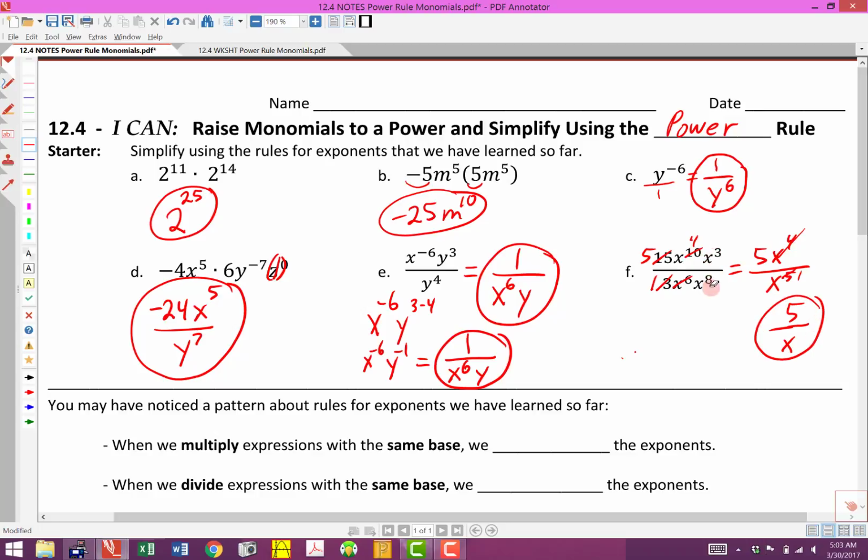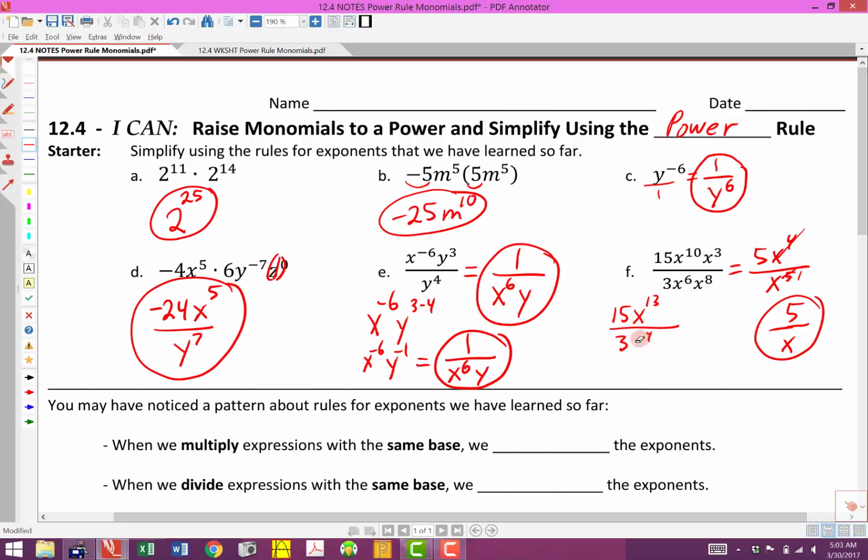I'm going to come back here and erase these, and we're going to simplify the numerator and then simplify the denominator. So here's what we get. We get 15 x to the 10th times x to the 3rd, that's x to the 13th. We add the exponents. Same thing in the denominator. We're going to add these together. 6 plus 8 is 14. So this is going to be x to the 14th.